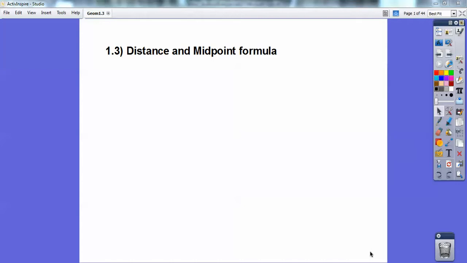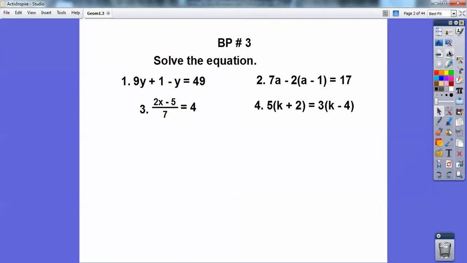This is Paul Harvey. Stand by for distance and midpoint formula. But first, let's take care of our third board problem. Solve the equation. You should probably pause it and write those down, and then we'll go ahead and take care of number one.